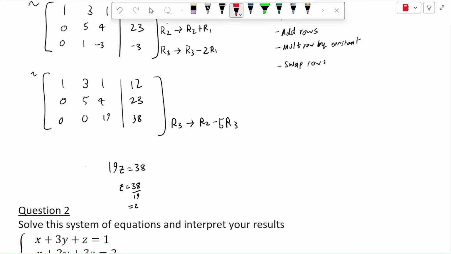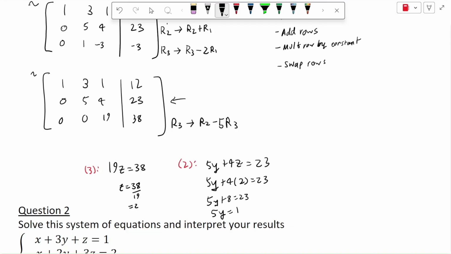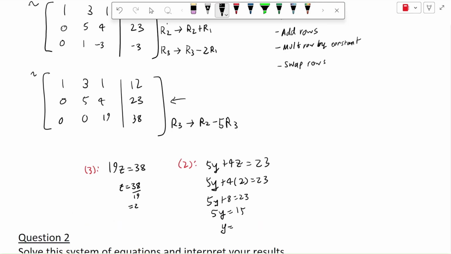So that was from the third equation. From the second equation, or second row, we can read this row back off as 5y plus 4z is 23. So that's 5y plus 4 lots of 2 is 23, because z was 2. So 5y has got to be 15. So y is 3, which is what we wanted, so that's good news.